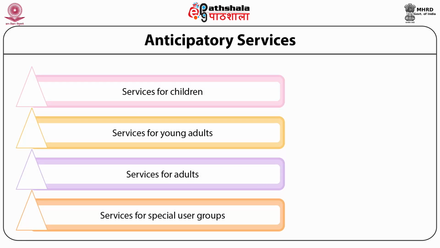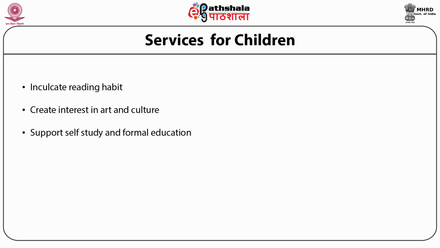Anticipatory services. Anticipatory services are provided by the libraries in anticipation of the demands from the library users. These services are provided in public libraries, keeping in view the key missions of public libraries as per the UNESCO Public Library Manifesto. Services for children. Public libraries support self-study and formal education for school children. They help school children and preschool children to develop interest in books and inculcate reading habits.